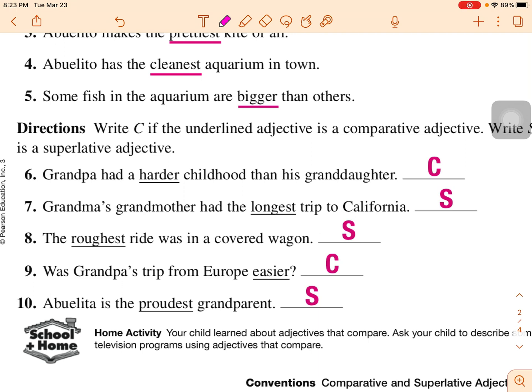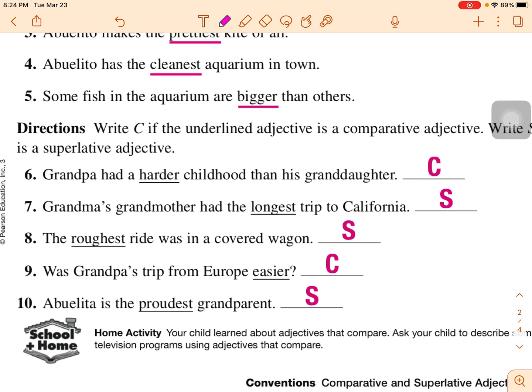Longest compares all of Grandma's trips, which is more than 2, and you are going to write S for superlative adjective. Number 8, roughest compares many rides in a covered wagon, so it's a superlative adjective, S. Number 9, easier, you are comparing Grandpa's one trip from Europe. That is a C, comparative adjective.